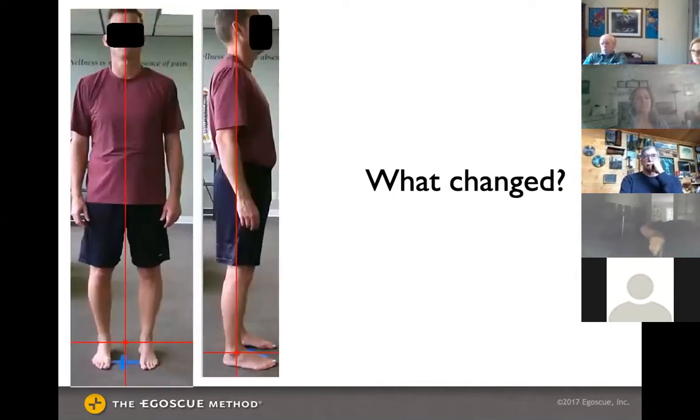All right, well, here he is just a couple months later after doing some Egoscue. Now, what changed? What looks different? I can't believe it's the same guy. I know, right? Well, he has a shirt now, so that's nice. But his ears and shoulders and hips and ankles are all in alignment. Yeah, he's pretty darn good, right? From the side view, much better.